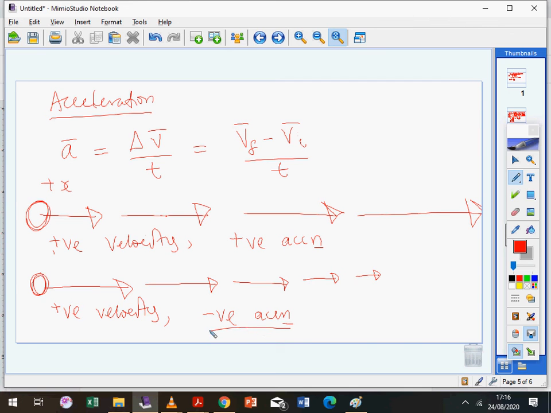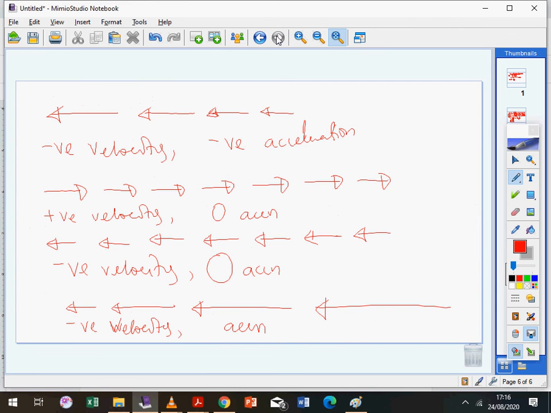Trying to transfer that idea to what we have here, these arrows are decreasing in the negative direction. So what does that mean? We'll have a positive acceleration. It's as if it's decelerating in the negative direction. So its acceleration is going to be positive.